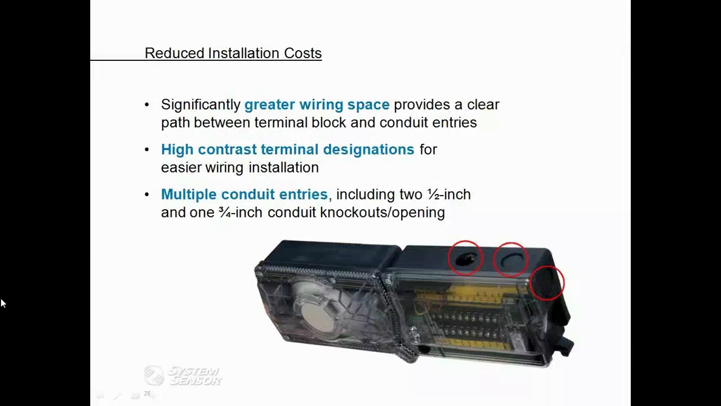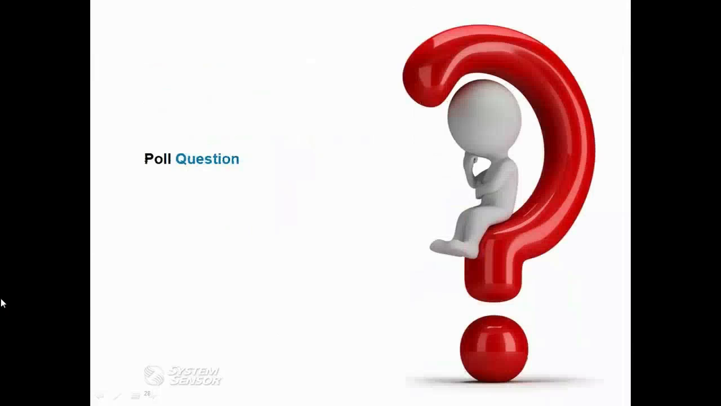On the power side of the detector, we now have additional wiring space. This was added in our newer design. And there's also a larger path between the conduit entries and the terminals. As you can see in the drawing, there are yellow terminal designation strips. These high contrast terminals help to make wiring easy so that the terminals can be easily identified. And finally, where you see the 3 circles, we have a variety of conduit openings in 2 sizes. The 2 on top are both 1/2-inch conduit openings, and then we have a 3/4 inch knockout on the other side.